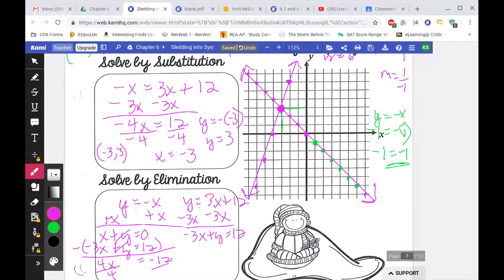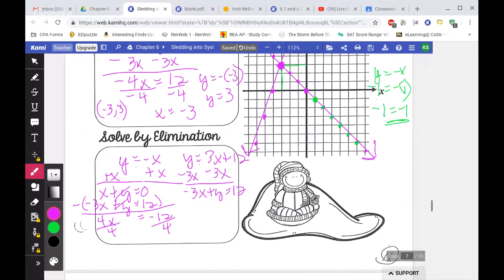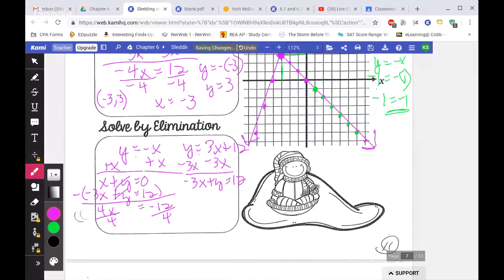Divide both sides by 4. Can you scroll down a little bit? Yes. Thank you for asking. X equals negative 3. And now I'll plug in or substitute, because once you do that first step of elimination, you then move back to good old substitution. And my ordered pair is negative 3, 3.